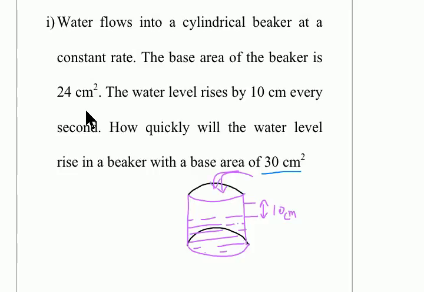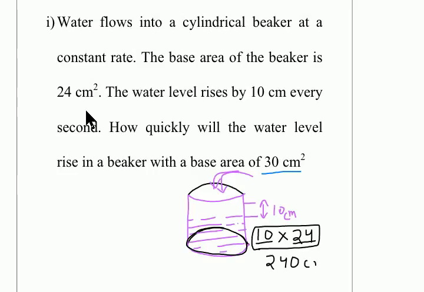So that would be 10 into the area of the base. So this is the base at the bottom, and that is given to be 24 centimeter square. So the water level is rising by 10 centimeters and the base area is 24. So the volume of water coming in every second is 10 into 24, which is 240.